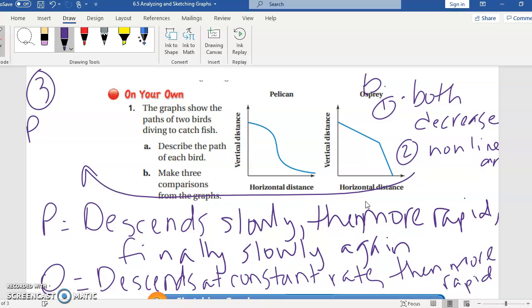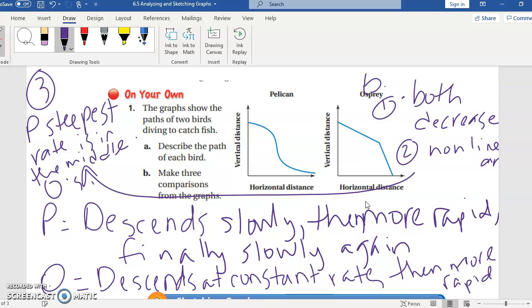So the Pelican steepest rate is in the middle, where the O's is at the end. So when they're asking you to compare, you can tell about things that are common or similar between them, or you can also contrast it, what's different about them.